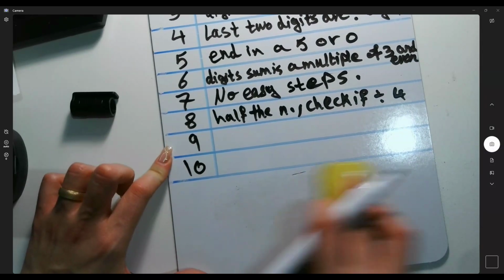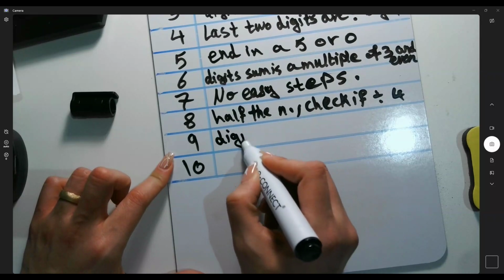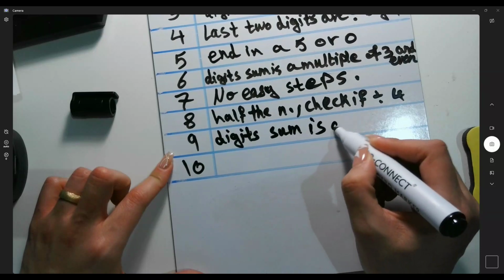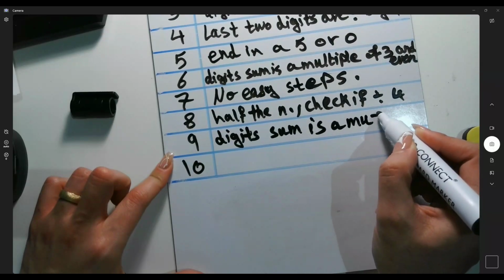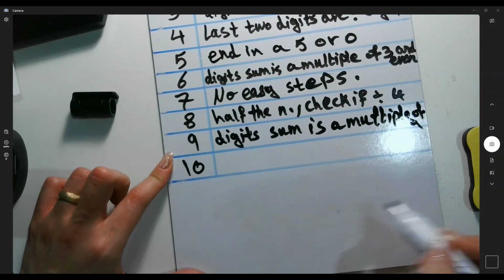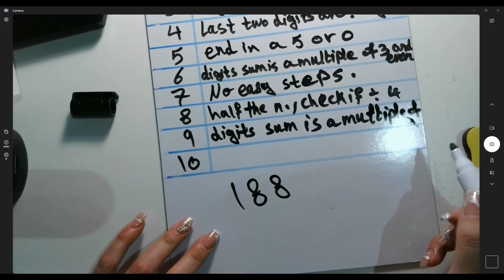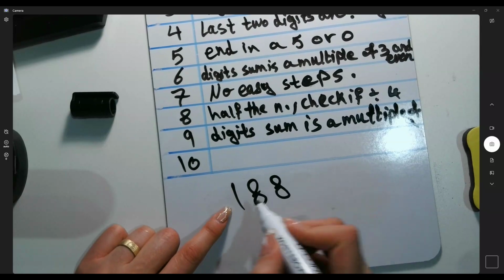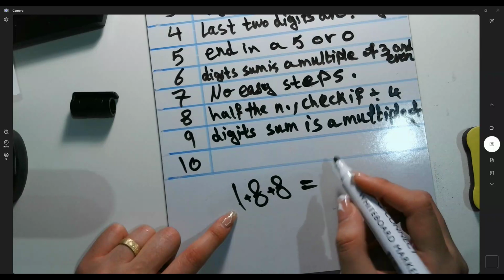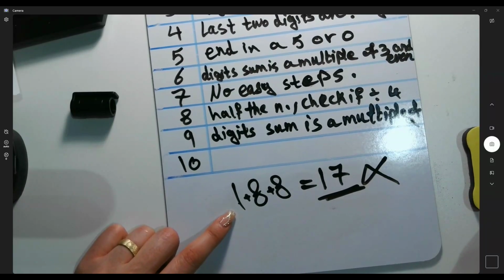Number 9. When you add the digits together of a number and they are in the 9 time table, then you can do it. So if I said 188, can I divide this by 9 or not? All you need to do is add the 3 numbers together. 1 plus 8 is 9, 9 plus 8 is 17. 17 is not in the 9 time table, so the answer is no.